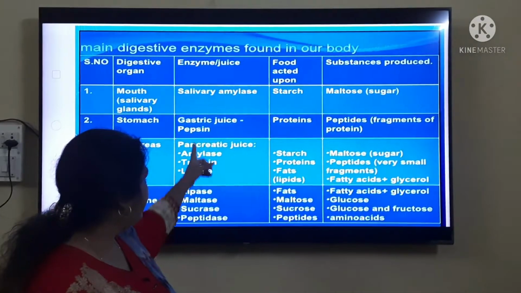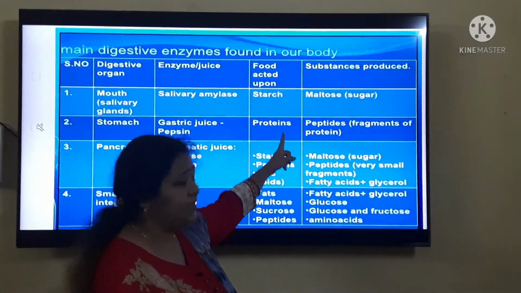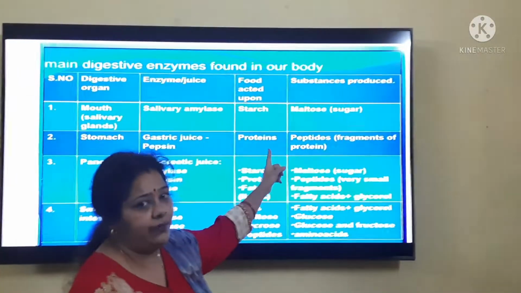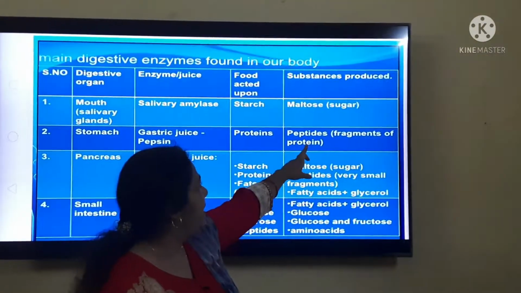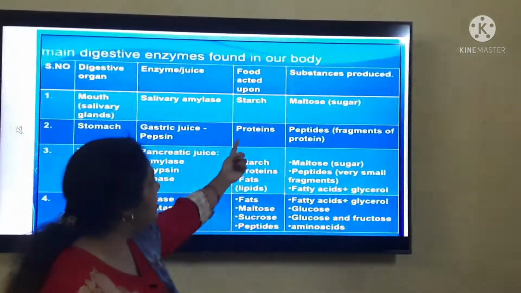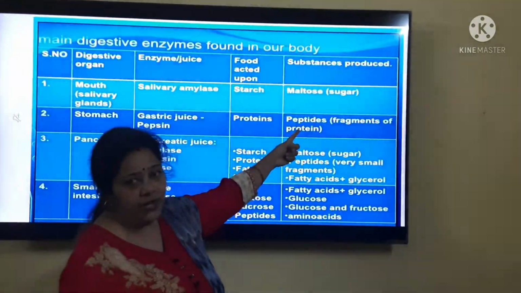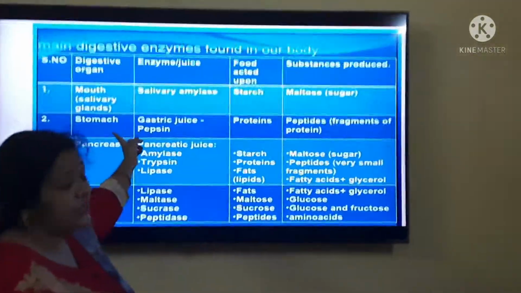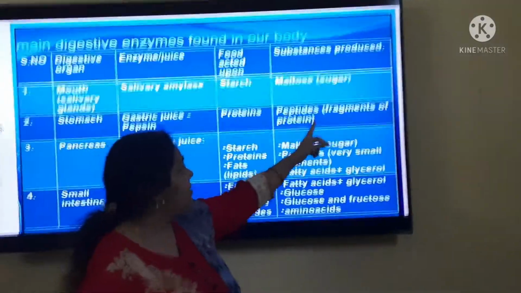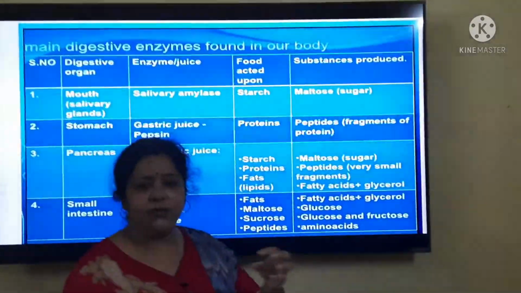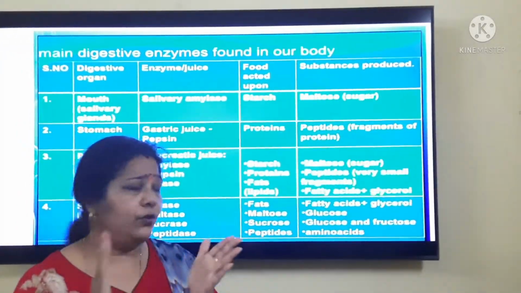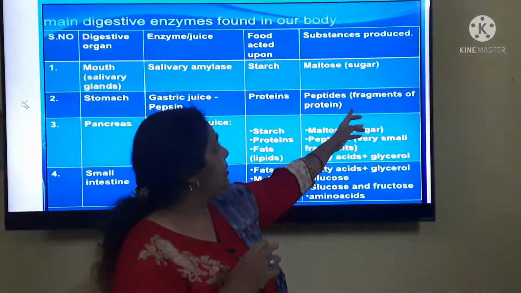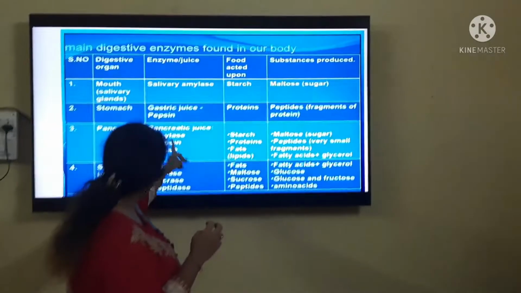Next, here you can see proteins. The main thing we have to keep in mind is that proteins get digested into peptides. Peptides are the simpler form. Where is it happening? In the stomach. Now these peptides are the fragments of proteins. It means a bigger part of the protein has broken up into smaller parts. Those are the fragments.